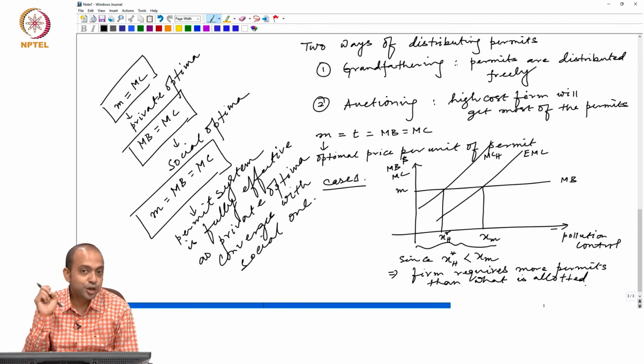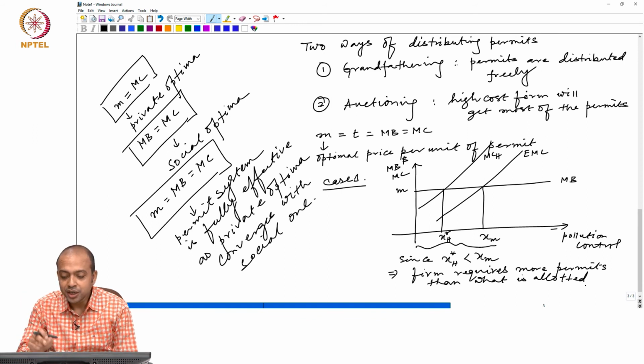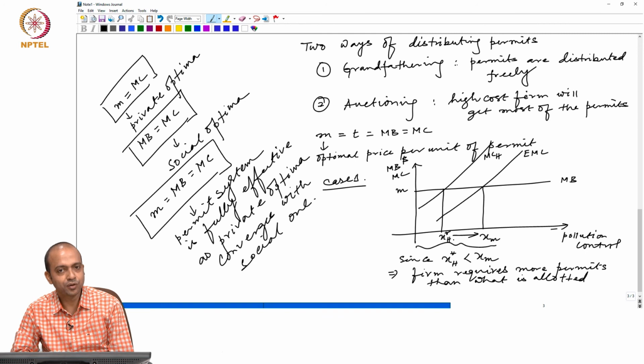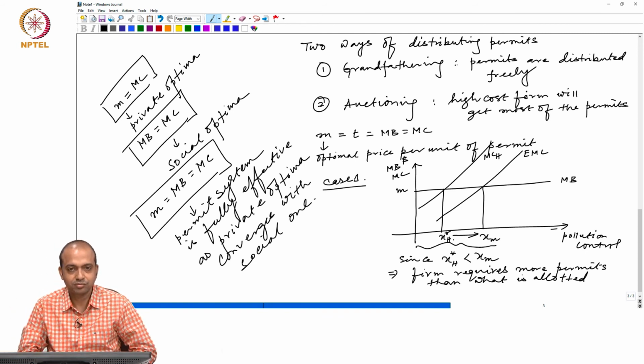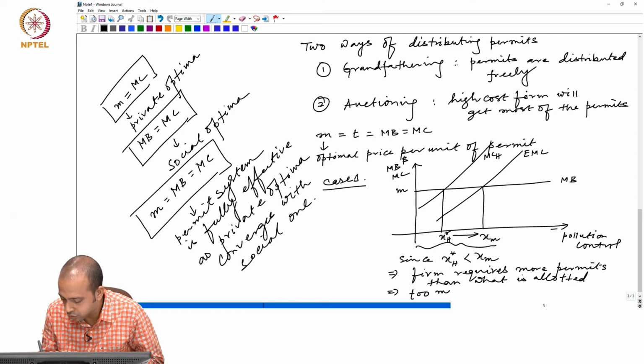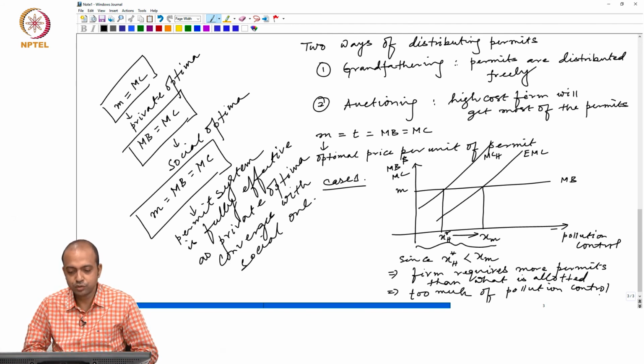But at a given period of time, once the permit is assigned, new permits cannot come into the market. So what will happen then? Even though the firm can abate only XH star amount of pollution at equilibrium, the firm will be forced to move from XH star to XM. The firm will be forced to abate more. So we are asking the firm for too much pollution control. So this will result in too much pollution control.